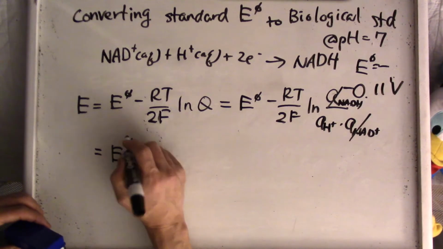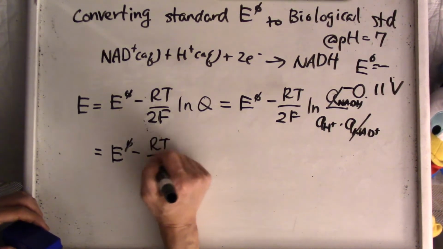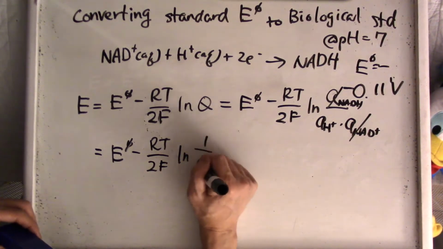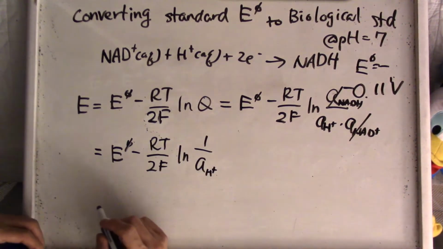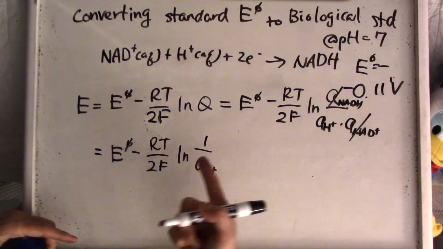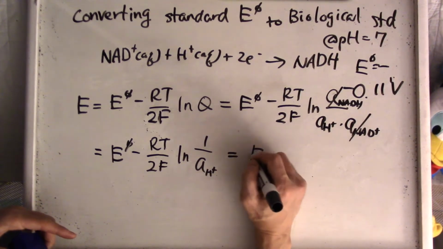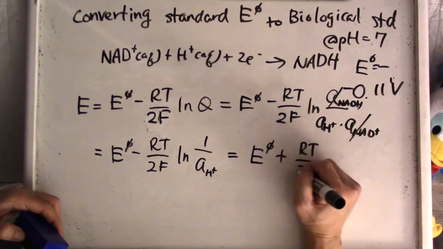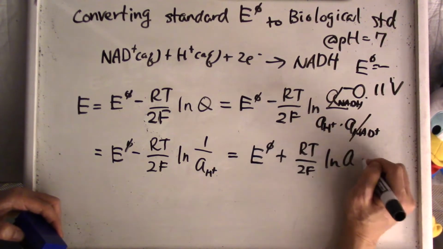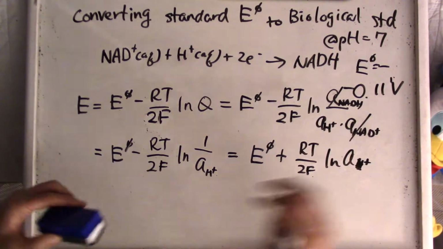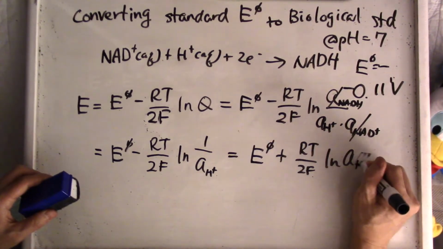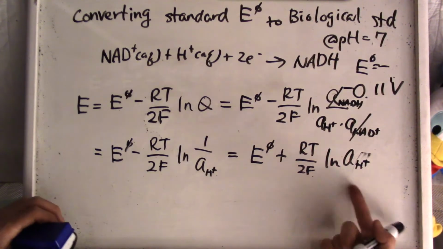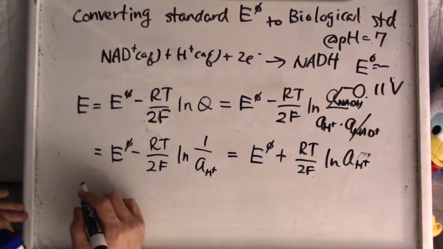So E standard minus RT over 2F natural log of 1 over the activity of the proton. Of course, it's minus, but then it's 1 over that, and I don't like negative signs in the equation, so I try to make it positive: RT over 2F natural log of the activity of H plus. This looks messy, so I'm just going to rewrite it. So 1 over that, so the minus to the first power will make it positive.